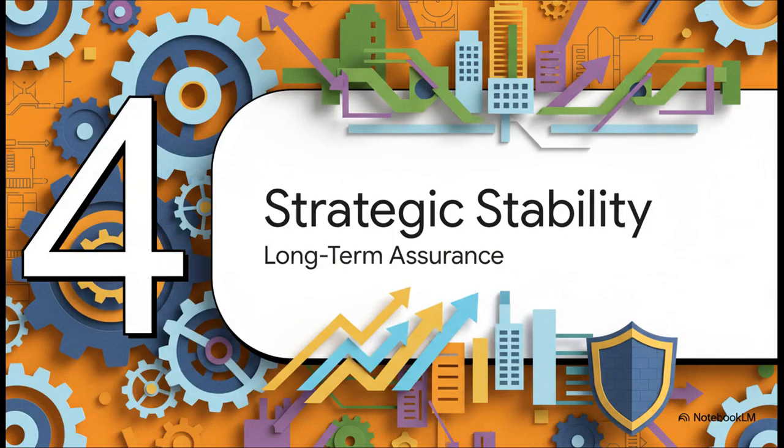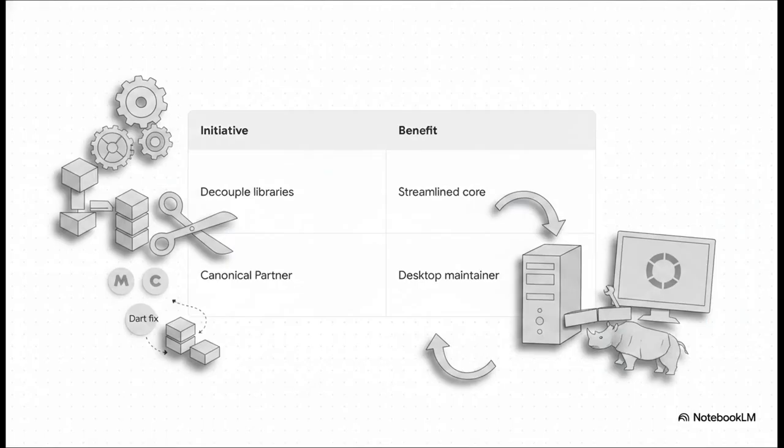Finally, Section 4, Strategic Stability. When you decide to adopt a technology at an enterprise level, you need absolute assurance that it will survive and scale with you. Our 7th and final key update involves 2 massive architectural shifts designed to guarantee exactly that. First, Flutter is initiating one of the biggest architectural changes in its history by decoupling the Material and Cupertino design libraries from the core framework. This yields a much leaner, more streamlined core framework, complete with automated migration support to really minimize the upgrade burden on your teams.